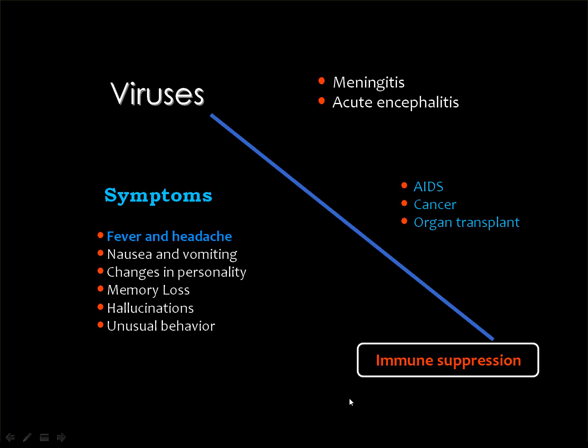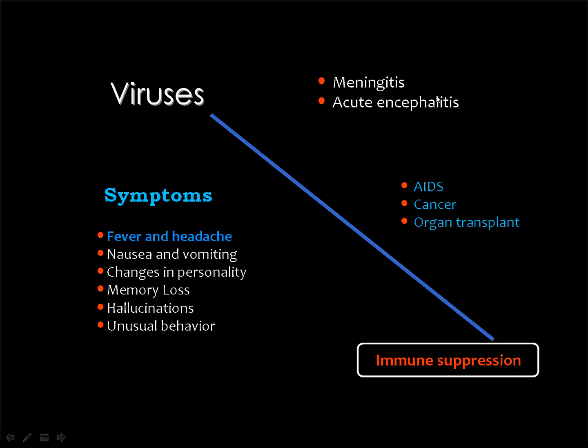The second type is infection of the brain by viruses. Usually, infection of the brain by viruses is related to the immune status of the patient and is usually seen in immune-suppressed patients. Immune-suppressed patients may have cancer treated by chemotherapy, may have AIDS, may have an organ transplant, receiving immunosuppressive drugs. Then viruses in the brain will result in meningitis or encephalitis.